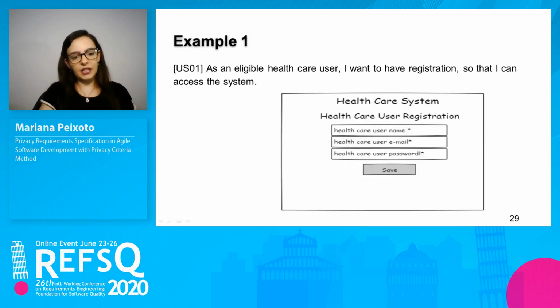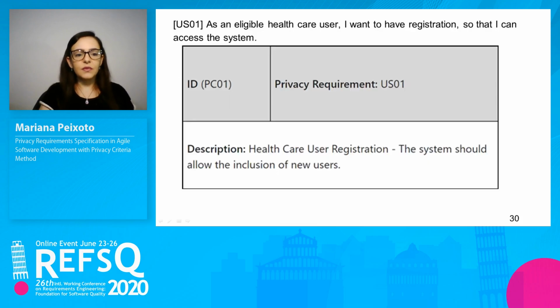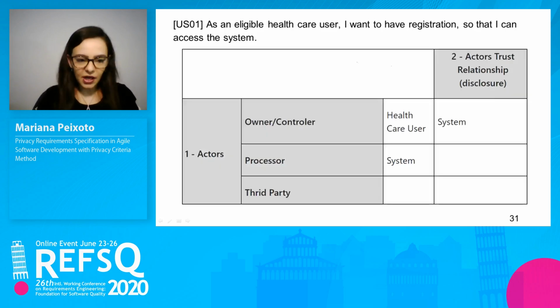We start here. I brought a mockup to better illustrate the requirement. So you should start the specification of the PCM, basic description, ID, privacy requirement associated, and the description, healthcare user registration. After that, we should start the steps of PCM, the specification of the actors. Here we have the owner, a healthcare user, and the processor, the system. The trust relationship is about the healthcare user and the system.